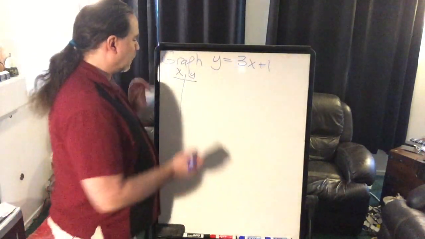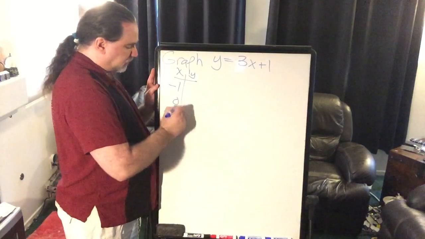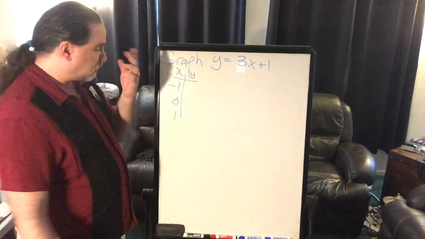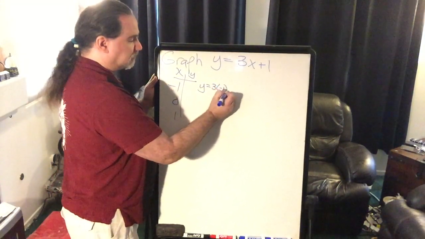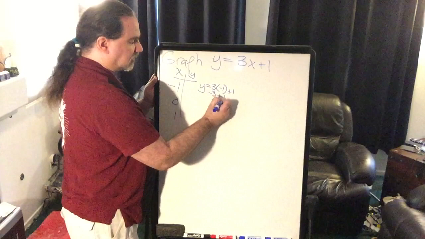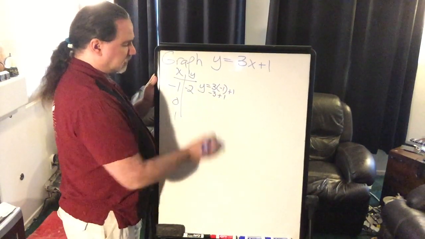So we're going to do that. So we're going to pick -1, we're going to pick 0, and we're going to pick 1. And then we're going to plug them in. So y equals 3 times -1. That's -3. -3 plus 1 is -2. And we'll do it again.